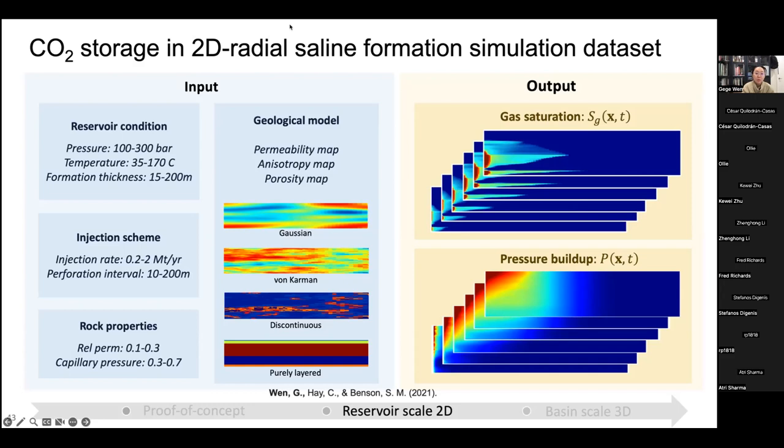And we also sample the geological model, the permeability, for a range as wide as possible to cover all of the cases that we can think of in the subsurface.